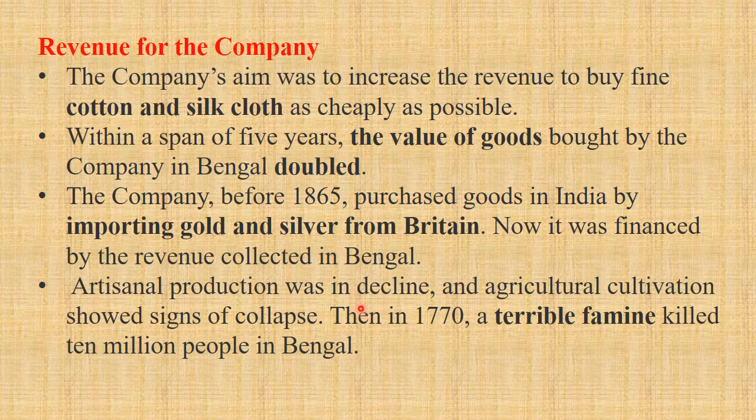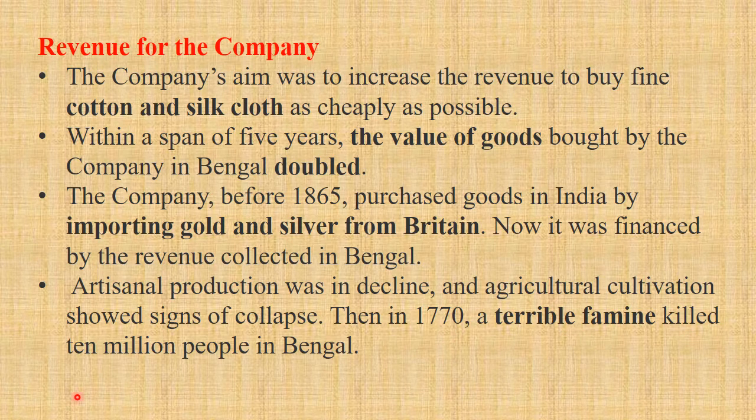Next, artisanal production was in decline. Artisanal production means handicrafts, crafts made by hand. Those things became less, and agricultural cultivation showed signs of collapse. The agricultural yield also reduced. So these all collapsed.